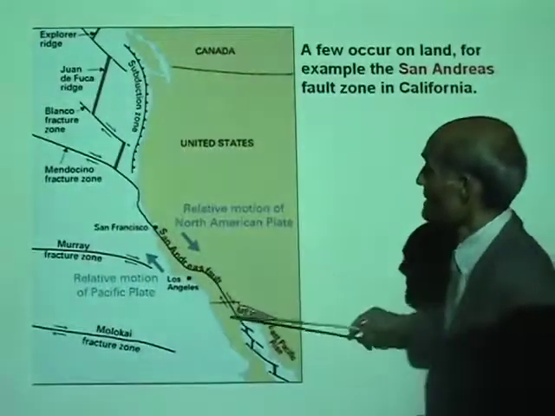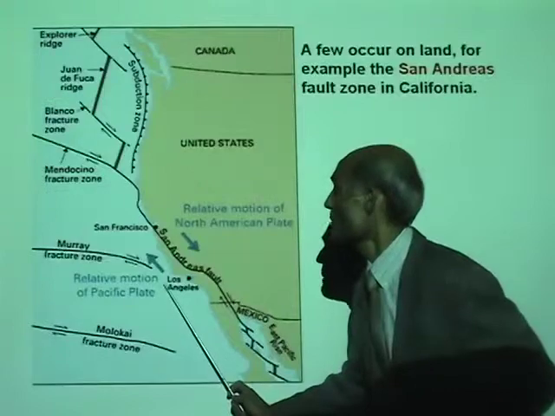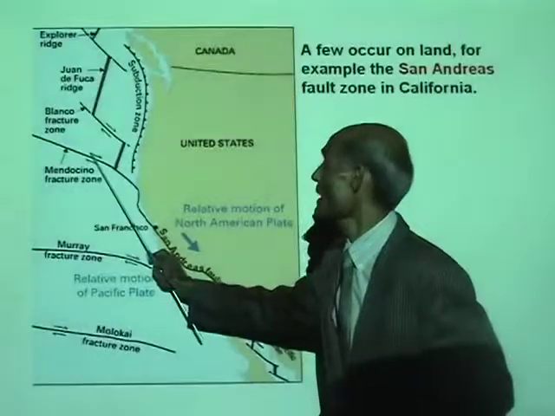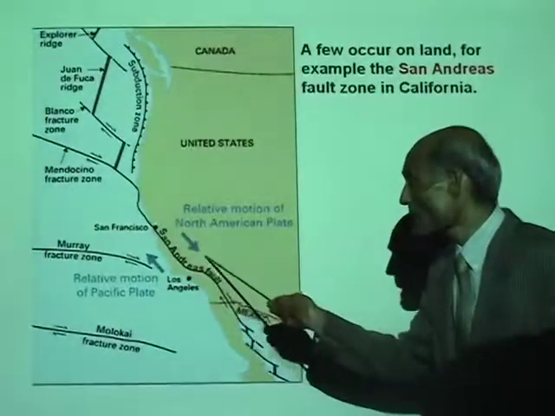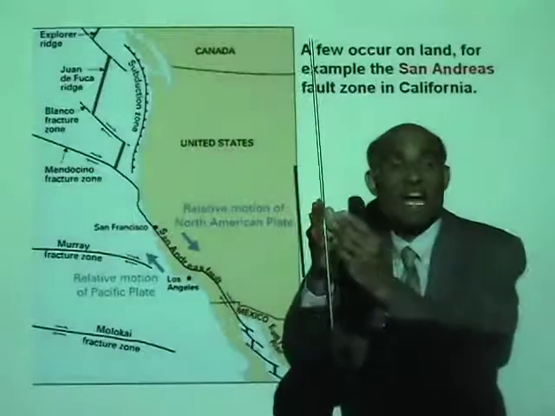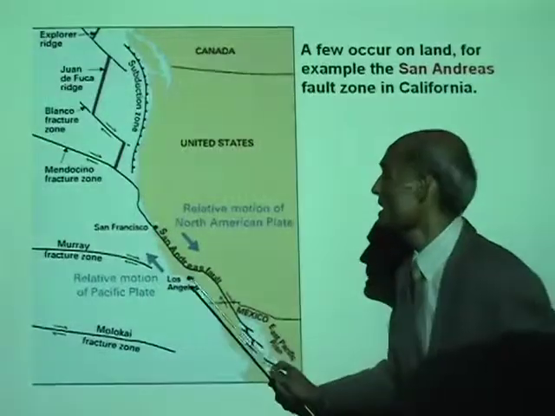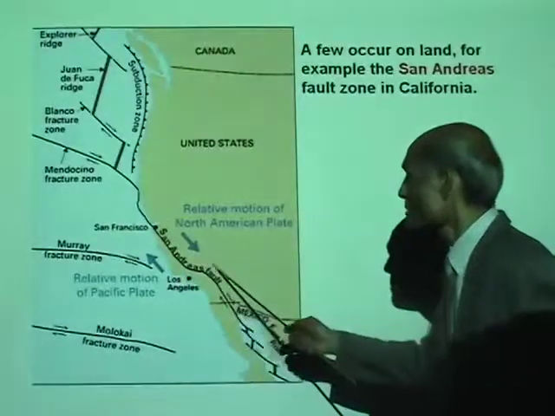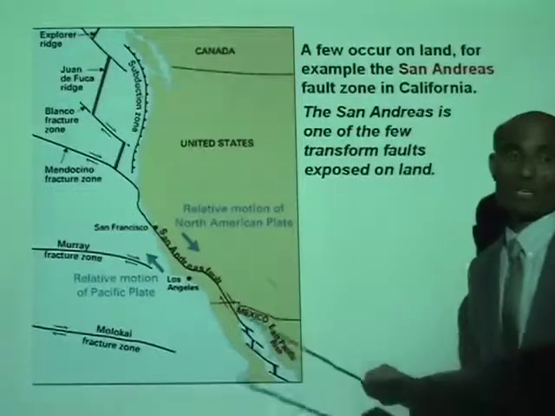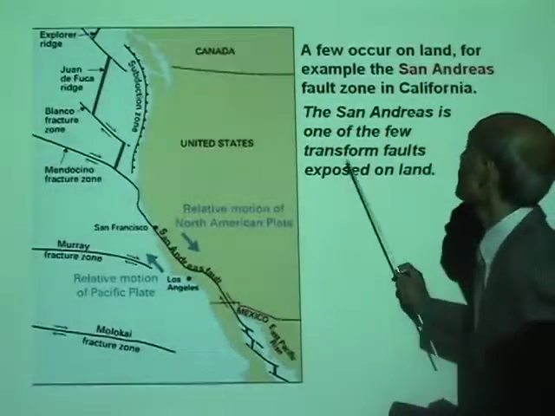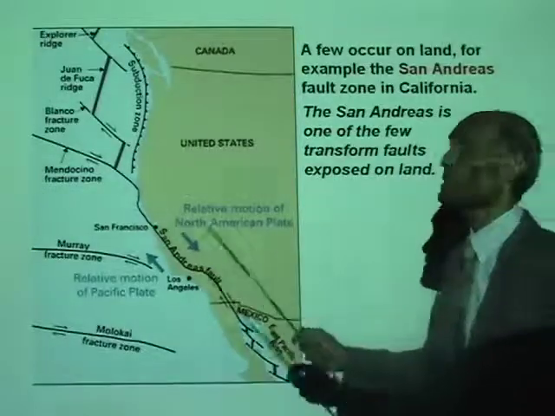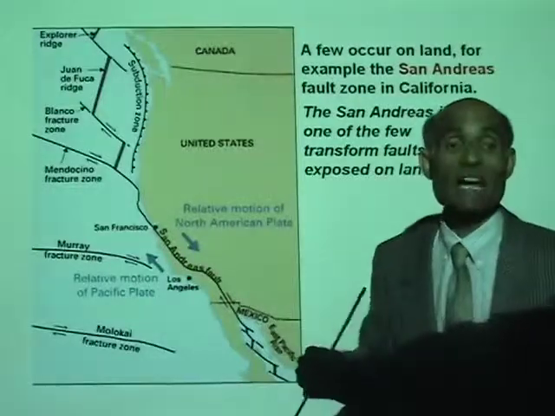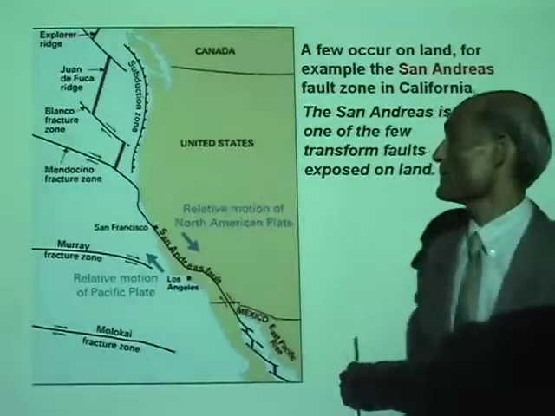If you look at this, the San Andreas Fault, the relative motion of the Pacific plate. You see, this is the Pacific plate moving that way, and this is the North American plate moving this way. So they are sliding past each other. The Pacific plate moving in that direction, and the North American plate moving in the opposite direction. The San Andreas is one of the few transform faults that is exposed on land. Most of such transform faults actually occur in sea.